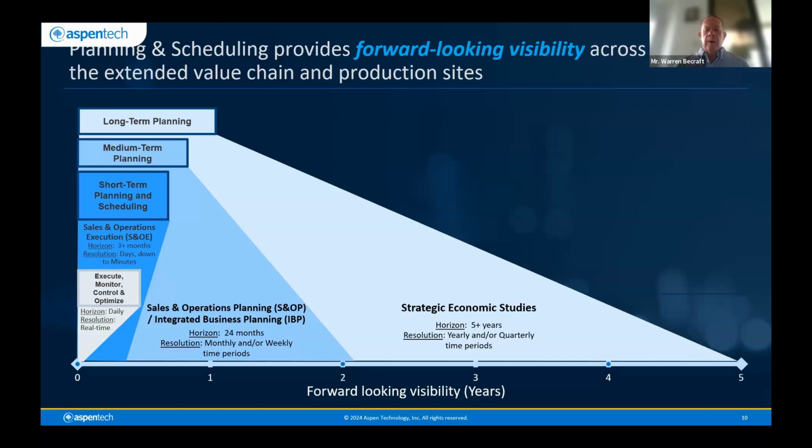So if we look at all of the work processes across the traditional supply chain horizons, we have very long-term forward-looking visibility, looking at strategic manufacturing optimization, strategic economic studies. Then, of course, we have the medium-term planning, which is typically in the sales and operations planning or integrated business planning horizon. And then, of course, we have the shorter-term planning and scheduling, which is sales and operations execution, looking at the next few months down to a continuous time to minutes, and then monitoring that as we execute those production and distribution schedules.